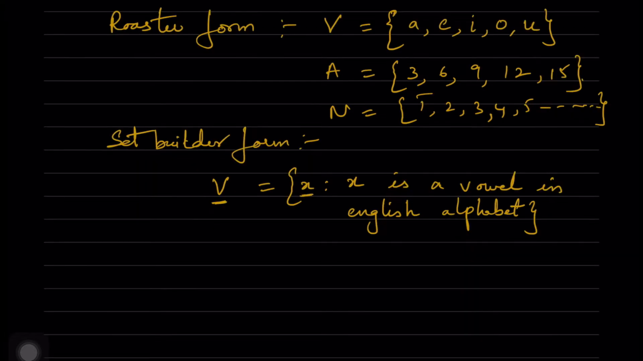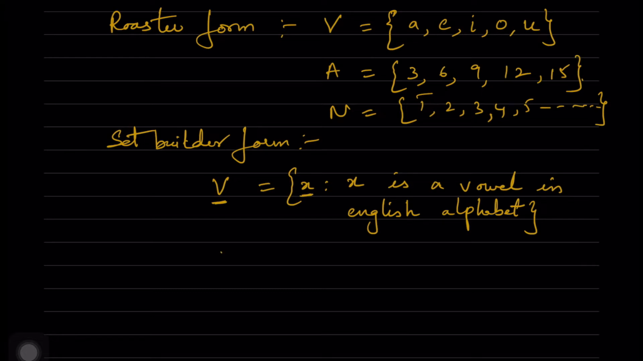Here this x is nothing but that object which is having a common property. Now A is having this property. Is it a vowel in English alphabet? Yes. E is a vowel in English alphabet. I is a vowel in English alphabet. O is a vowel in English alphabet. U is a vowel in English alphabet. So each and every element of the set should consist of that property.